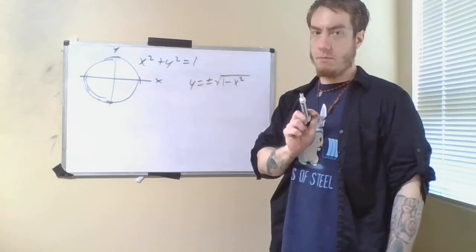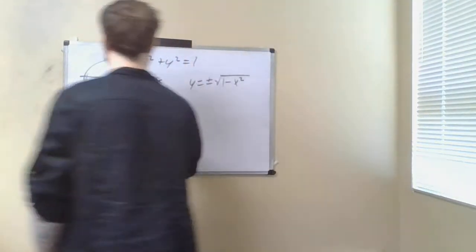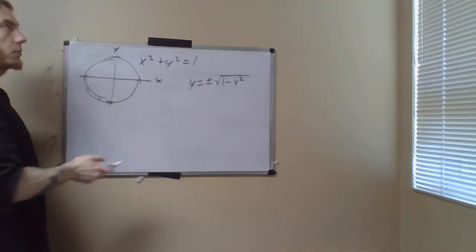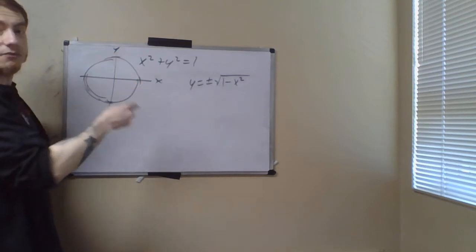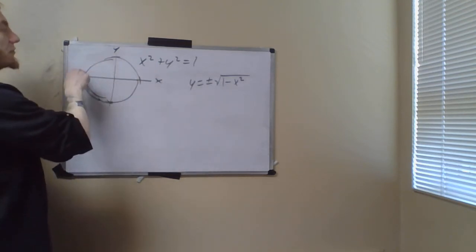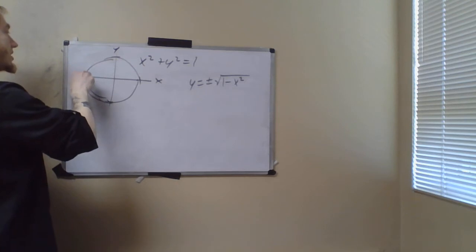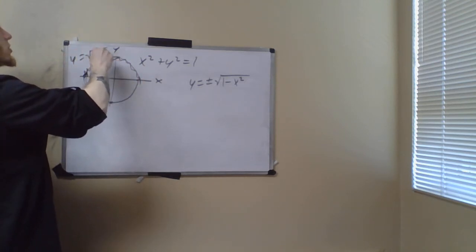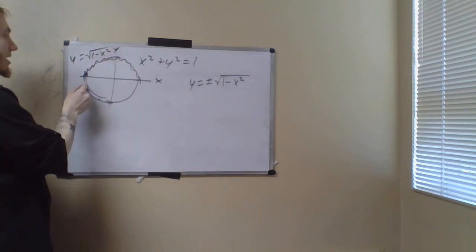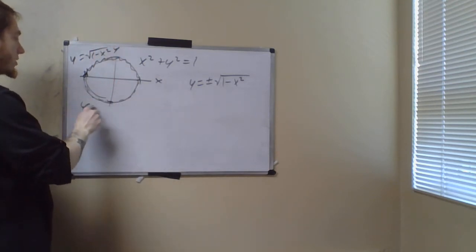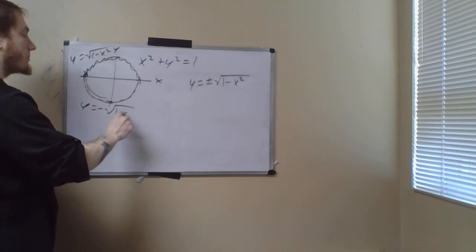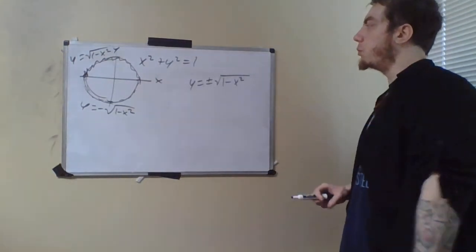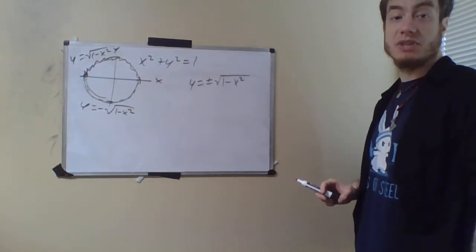So what I can do is talk about different pieces of the circle, with one quantity as a function of the other. Like the upper half of the circle, I can describe as y equals square root of 1 minus x squared. But down here, we're actually dealing with y equals negative square root of 1 minus x squared. And so things get a bit complicated. I can't get one variable as a function of the other.